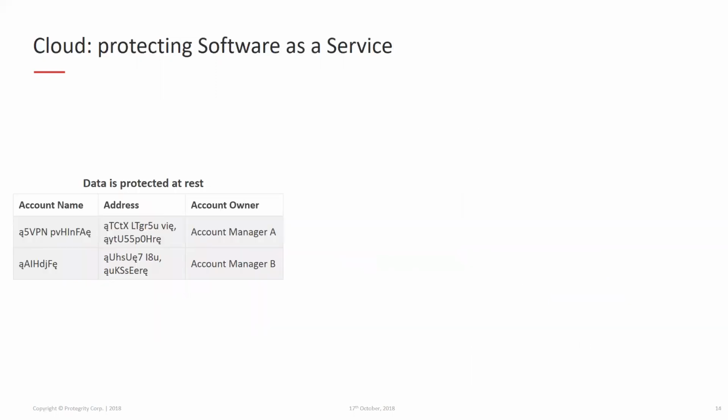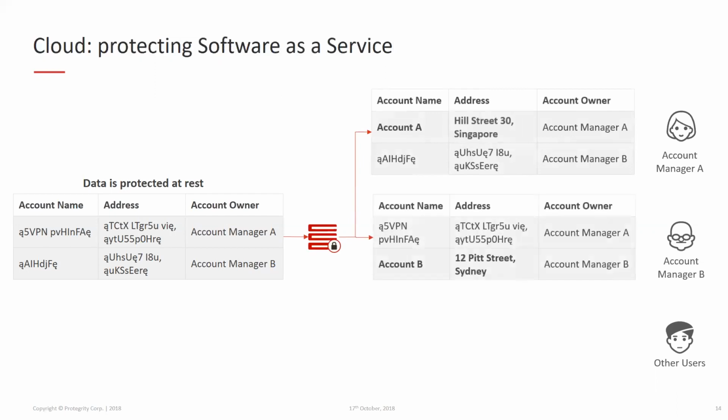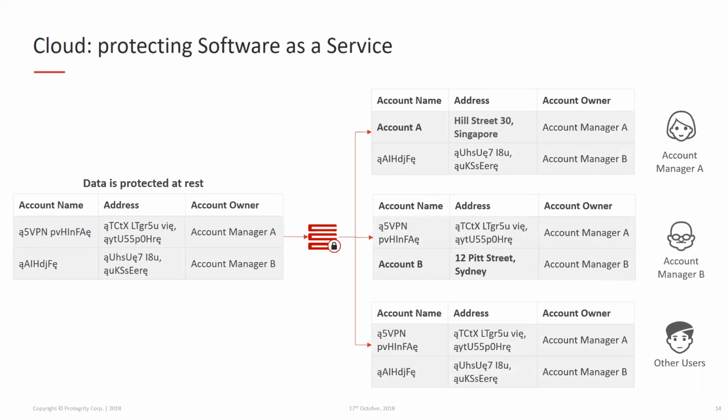This is how it would look for different users when they want to access the data that's protected at rest. I have in this example three different users: account manager A, account manager B, and anybody else. My data is protected at rest. If account manager A accesses Salesforce, they will see this information in the clear for their own account: account name A and the address, because it's their own account. Account manager B would only see information that's available to them, that they've created or that was assigned to them. And finally, anybody else wouldn't be able to see any information in the clear.